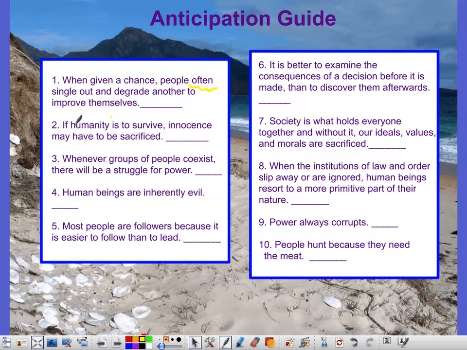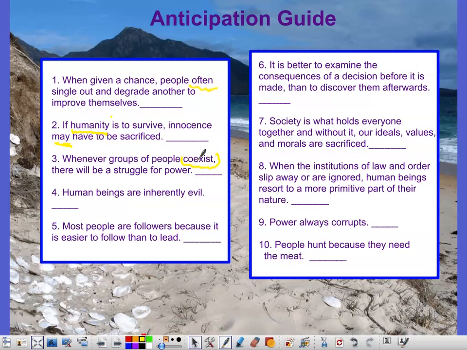Number 2, if humanity is to survive, innocence may have to be sacrificed. If humanity is to survive, innocence may have to be sacrificed. Agree or disagree? Strongly or neutral? Number 3, whenever groups of people coexist, and by coexist I mean try and live together and get along, whenever groups of people coexist, there will be a struggle for power.